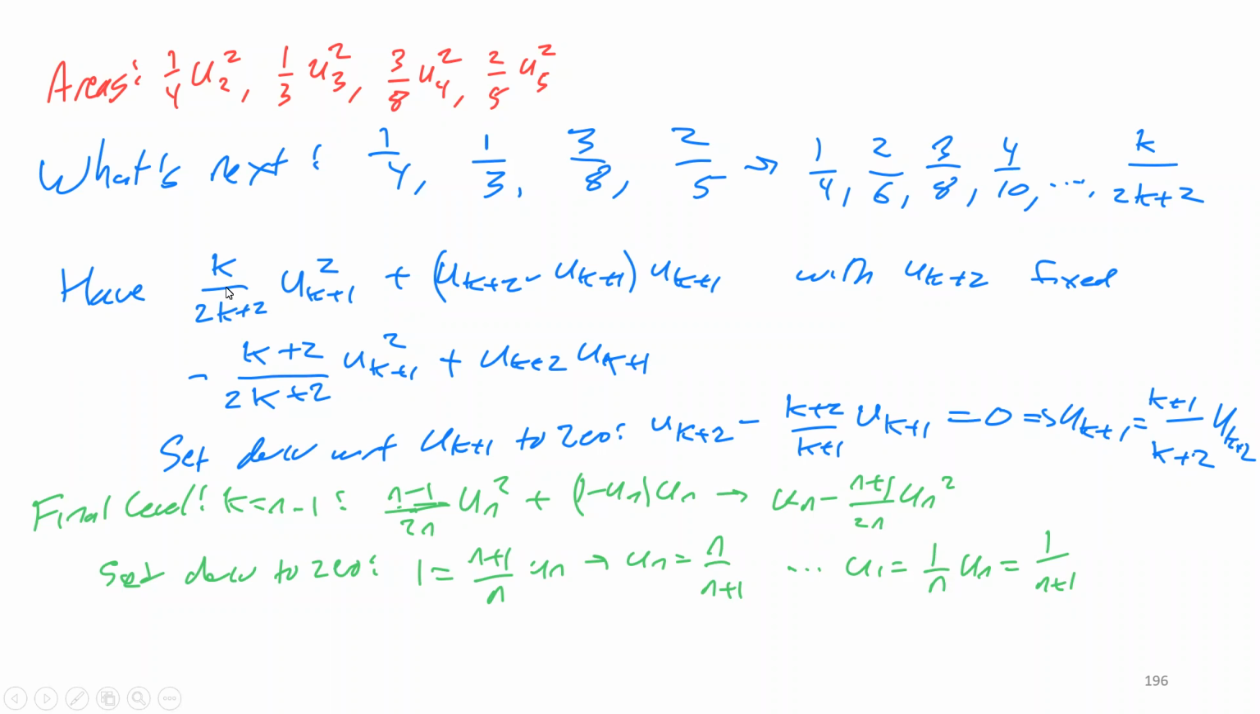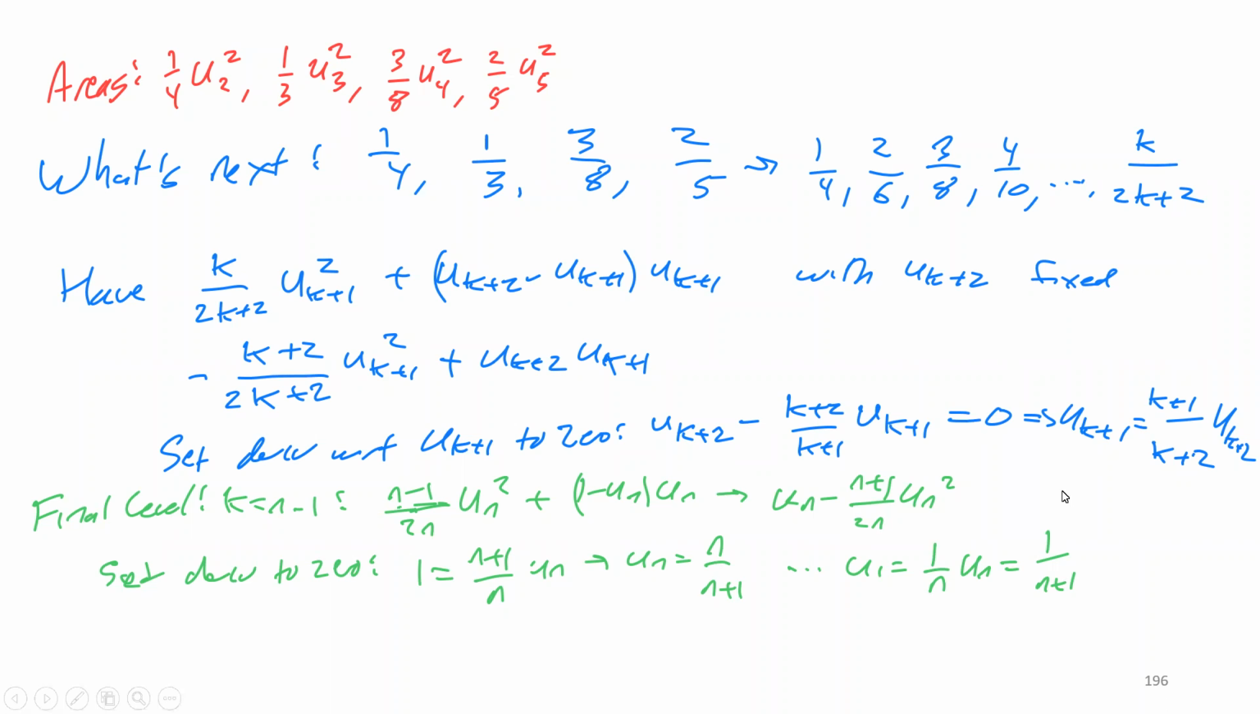If we have k over (2k plus 2) times u_{k+1} squared, the next area we add is (u_{k+2} minus u_{k+1}) times u_{k+1}. We then do the subtraction and set the derivative equal to 0. We get u_{k+2} minus (k+2)/(k+1) u_{k+1} is 0. So u_{k+1} is just (k+1)/(k+2) times u_{k+2}. And so we then get, exactly as before.